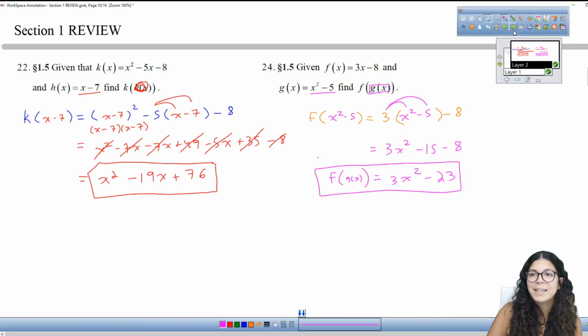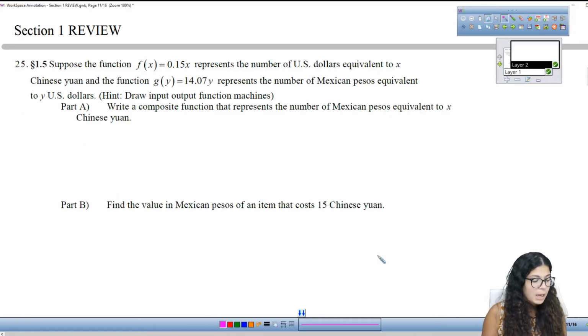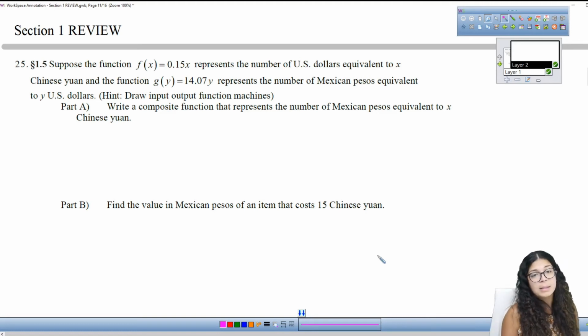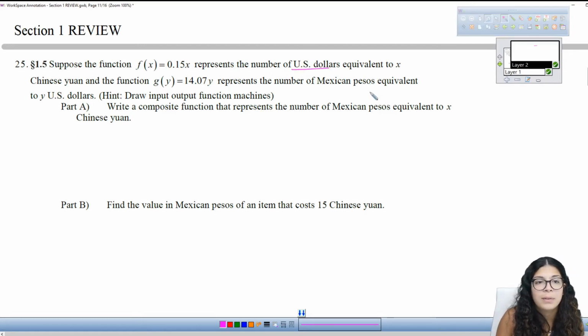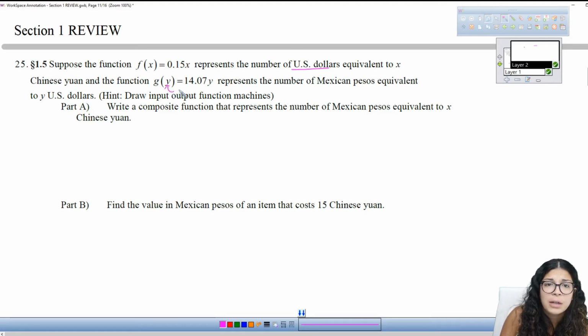All right, let's move on. Now 25 is a word problem. It says, suppose the function f of x represents the number of US dollars equivalent to x Chinese yuan, and the function g of y represents the number of Mexican pesos equivalent to y dollars. So the input here is US dollars, and the input here is Chinese yuan.